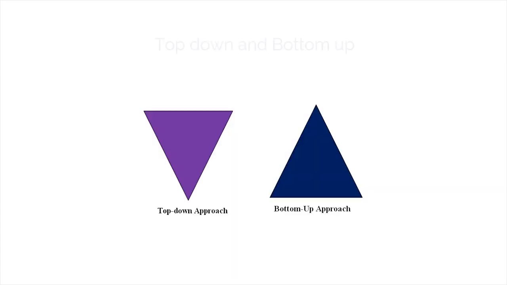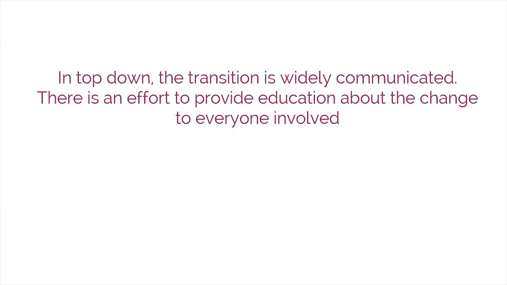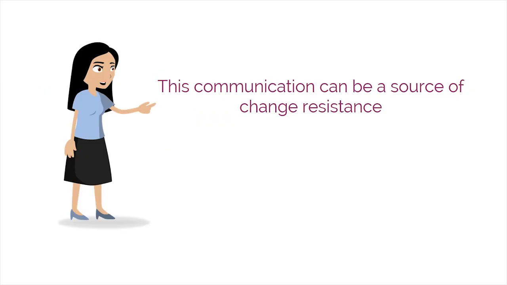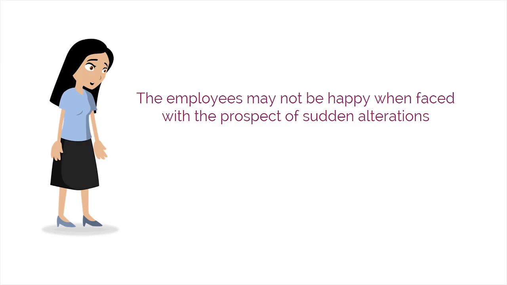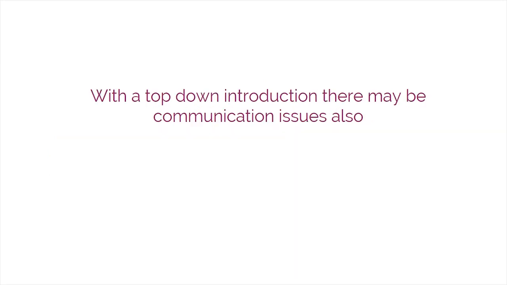There are two basic techniques, top-down and bottom-up. In top-down, the transition is widely communicated. There is an effort to provide education about the change to everyone involved. However, this communication can be a source of change resistance. The employees may not be happy when faced with the prospect of sudden alterations. With a top-down introduction, there may be communication issues also.